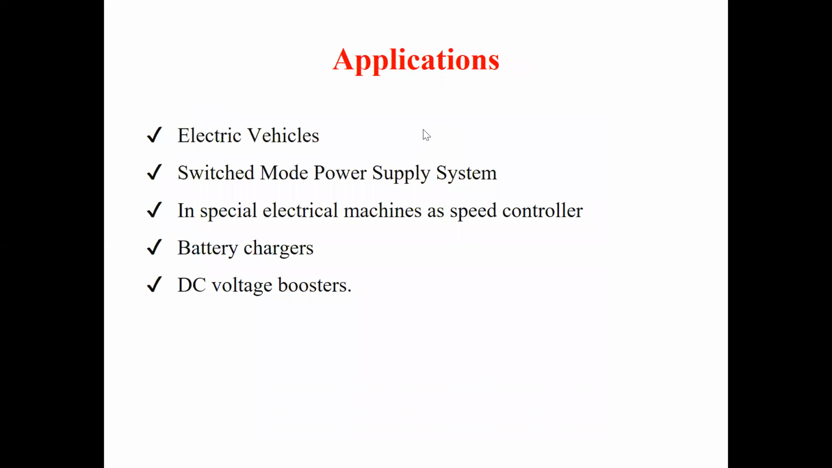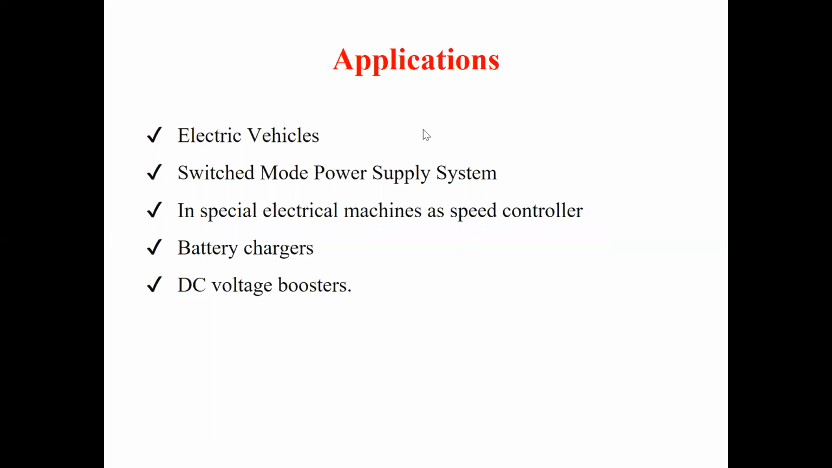Here, this is the hardware model which we have developed for the purpose. And these are the different applications where the developed model can be implemented. The foremost are electric vehicles and switching mode power supply systems, and in electrical machines as speed controllers, battery chargers, DC voltage boosters. These are the places where we can use the prototype that we have developed. From this application list, it is very evident: battery chargers, voltage boosters, speed controllers, switch mode power supplies, and electric vehicles.